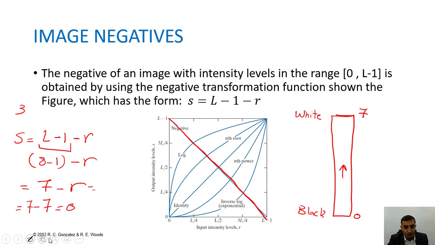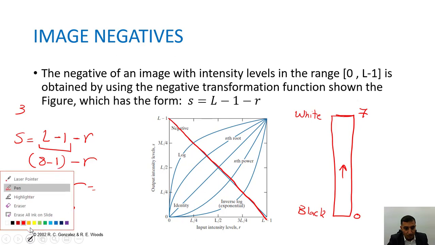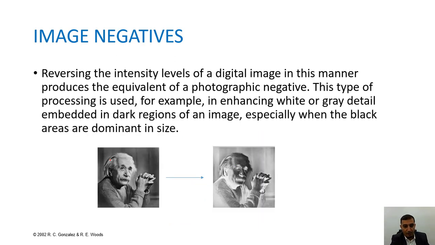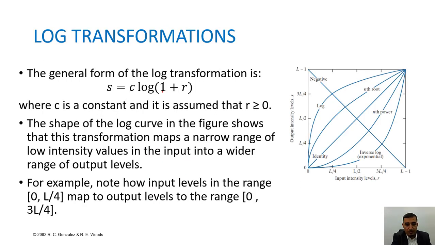Now the other curves over here: this one is our identity curve, meaning that this curve will do nothing. This is our log curve, and this is our power curve. Each one of them has its own function, and we will see that later on. So for a negative of an image, consider this image of Einstein. The negative of this image is this image, just by applying this function, which you are going to try and see how it's done in the lab experiments. For the log transformation, we have s = c log(1 + r).